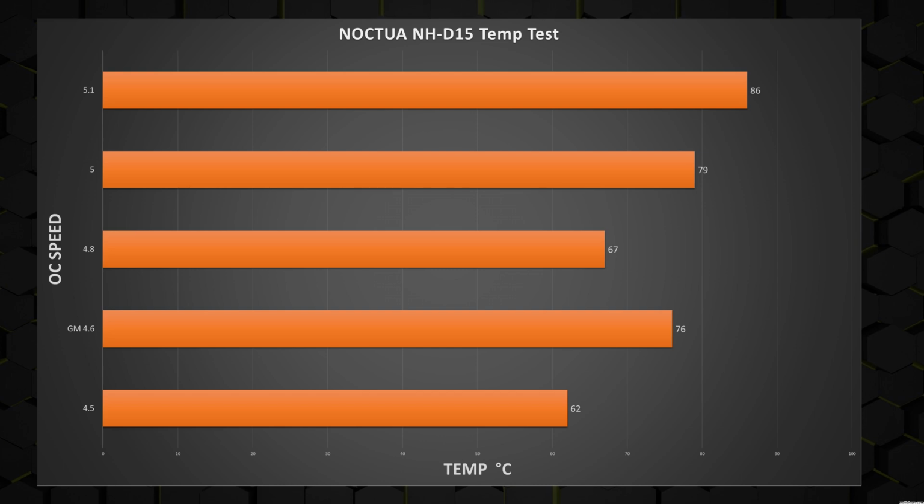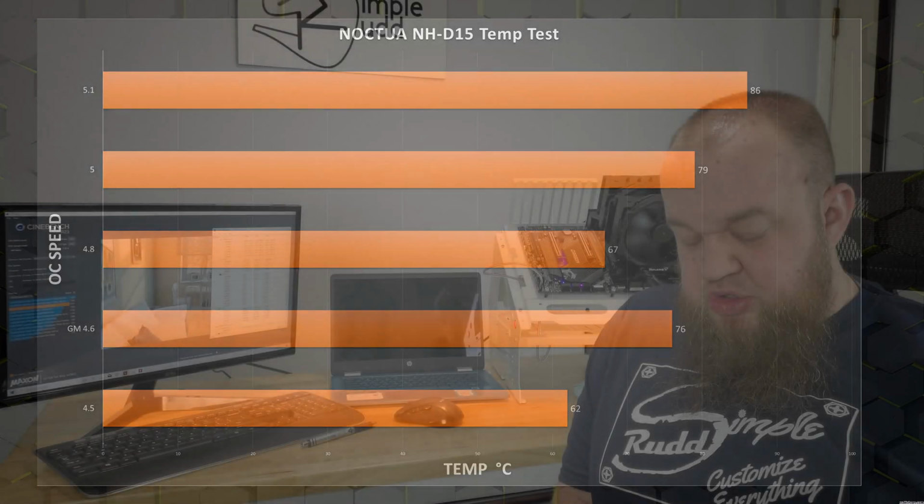From 4.8, I jumped to 5.0, which was quite the leap in temperature. I went from 67 to 79. Now from 5 gigahertz to 5.1, I still seen a 7 degree increase. Now from 5.1 to 5.2, it's just not doable on air. Running at 5.2, it hit 91 and then it blue screened as it could not control the temperature. Now 5.1 on air is good for gaming. It's good for pretty much anything you're gonna do.